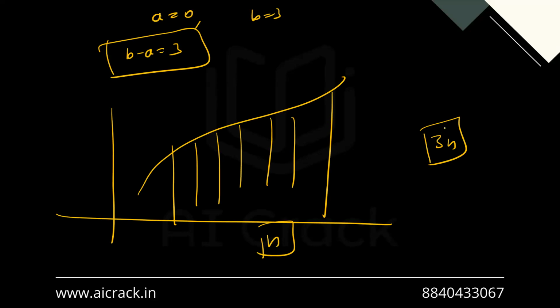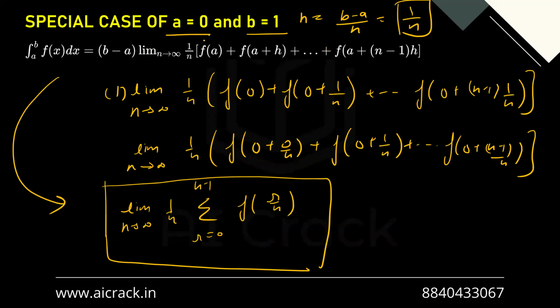Such that h is still b minus a upon 3n. That is 3 upon 3n. That is 1 upon n. Basically, this thing is still 1 by n only. Right. This becomes 3. This becomes 3n. So it still remains 1 by n only, right? So that's why our expression stays the same.